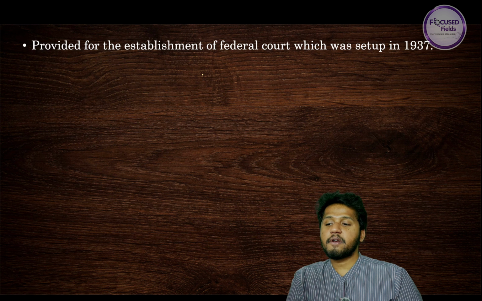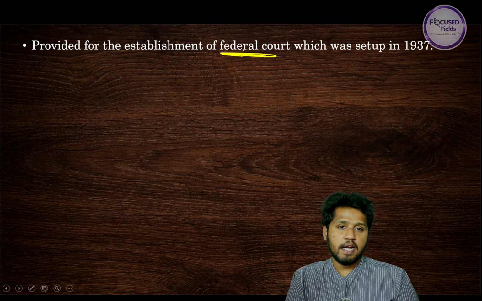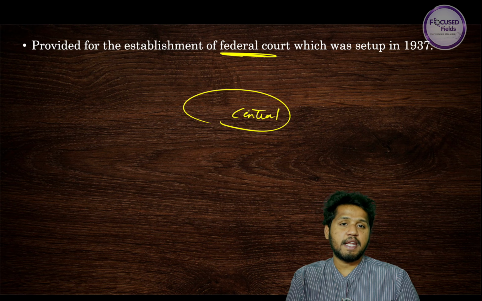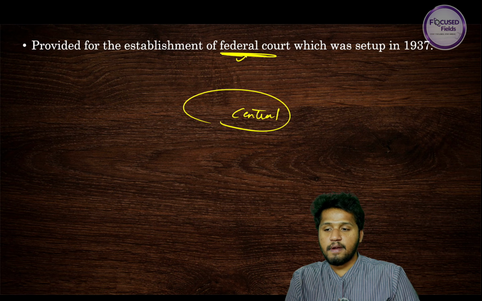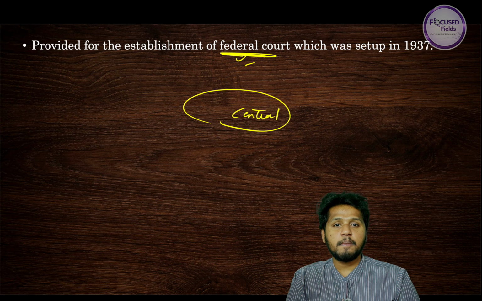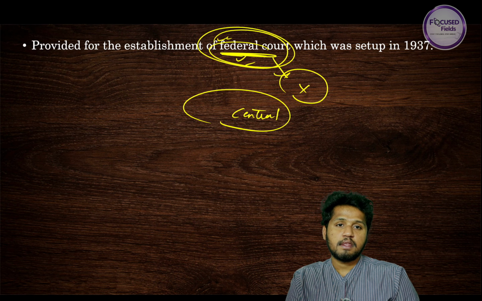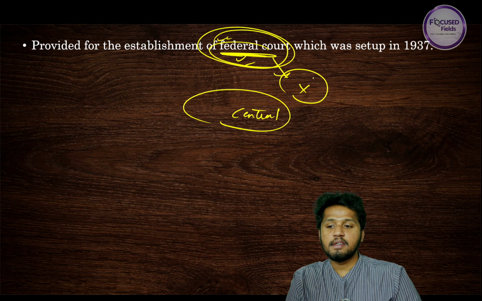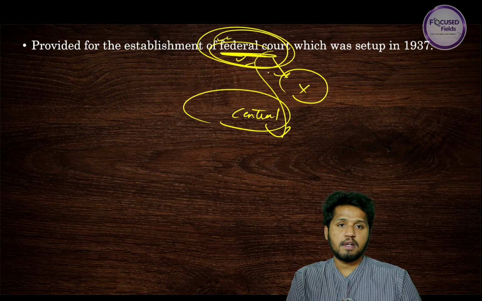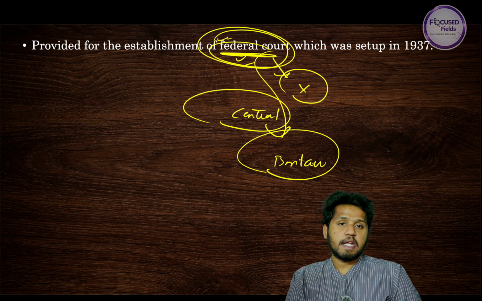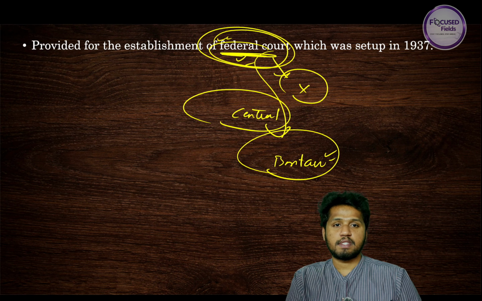Next aspect, it provided for the establishment of the federal court. Until now, there was no central apex court managing the affairs. But with this act, they provided for the establishment of the federal court. Is this federal court the top court? The answer is no. The reason being, decisions made by this federal court are still reviewed by the British government or the British Privy Council.